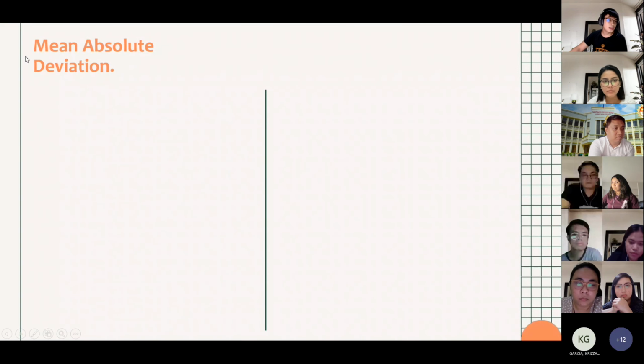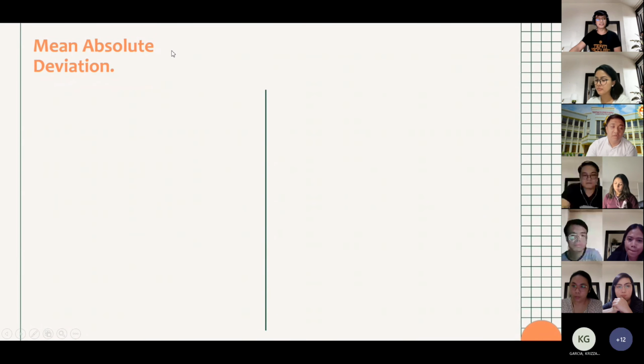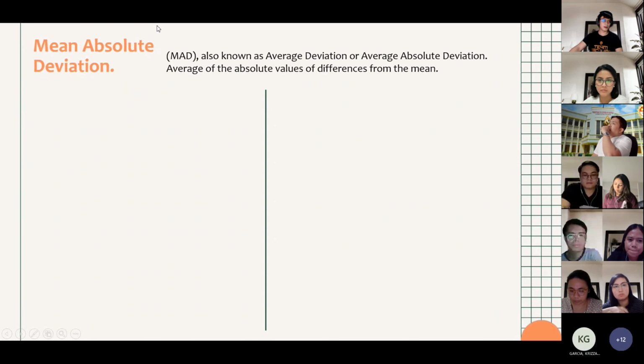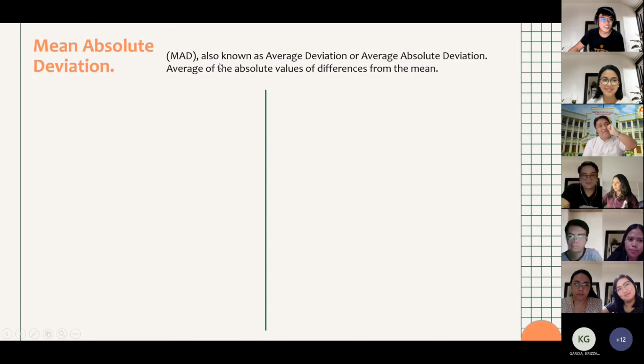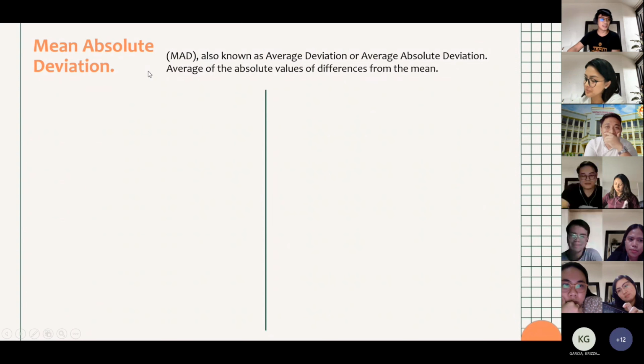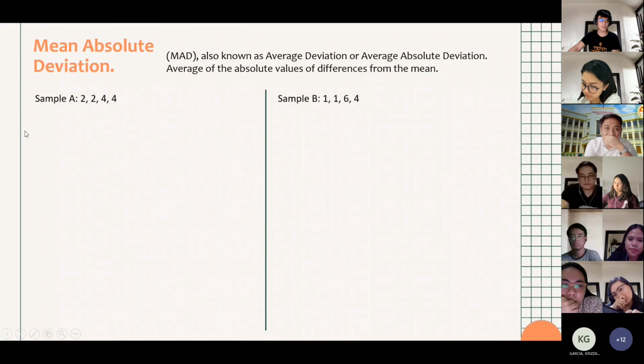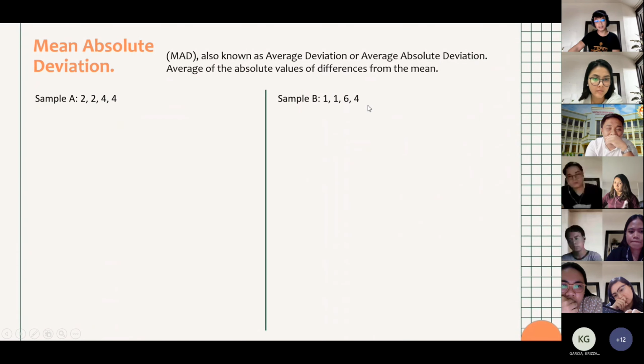So now let's proceed to the mean absolute deviation naman, which is the MAD. So if you're not MAD, you are sad. It is also known as the average deviation or average absolute deviation. So it is the average of the absolute values of differences from the mean. So we have the two samples here. First sample has the data of 2, 2, 4, 4. And second data are 1, 1, 6, and 4.